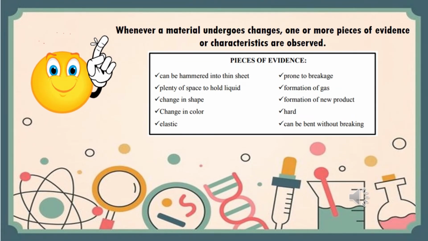Take note, whenever a material undergoes changes, one or more pieces of evidence or characteristics are observed. The pieces of evidence are can be hammered into thin sheet, plenty of space to hold liquid, change in shape, change in color, elastic, prone to breakage, formation of gas, formation of new product, hard, and can be bent without breaking.